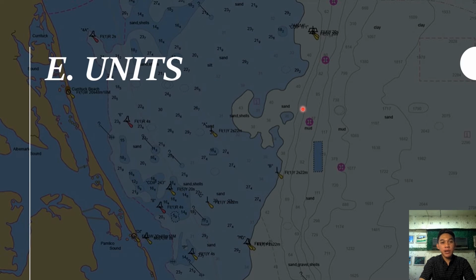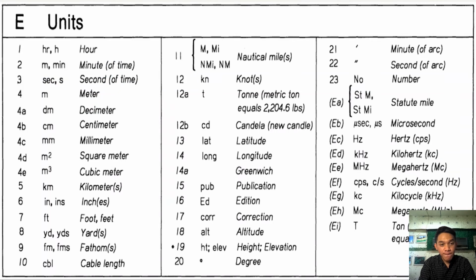So for the next part is the units. So part A is units. So number 1 is HR or H or hour. So I guess we already know these units because these are common. The next is M or MIN, which is minute. The next is sec or S, which is second. Fourth is M or meter. Next is DM or decimeter.